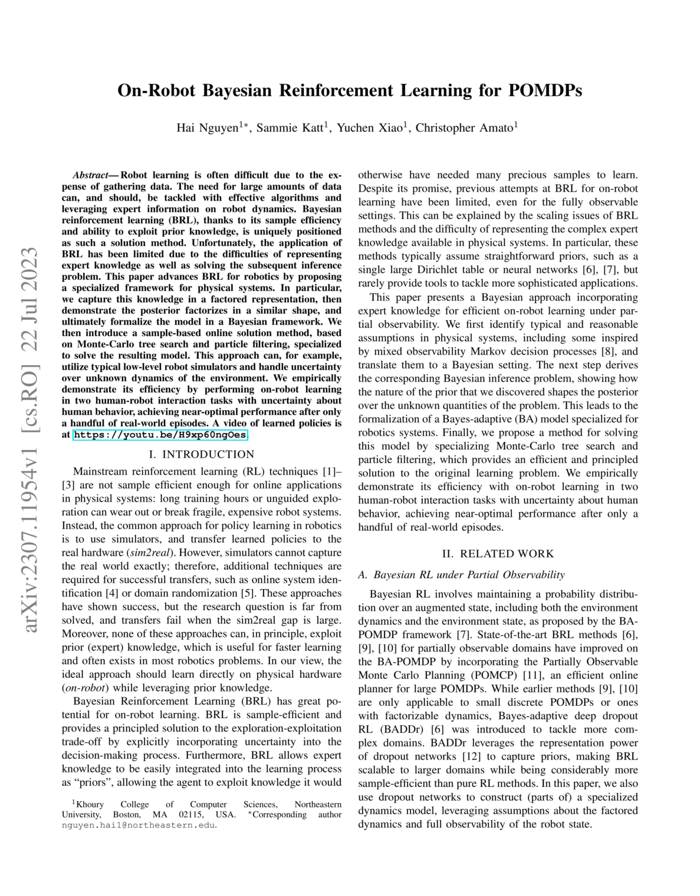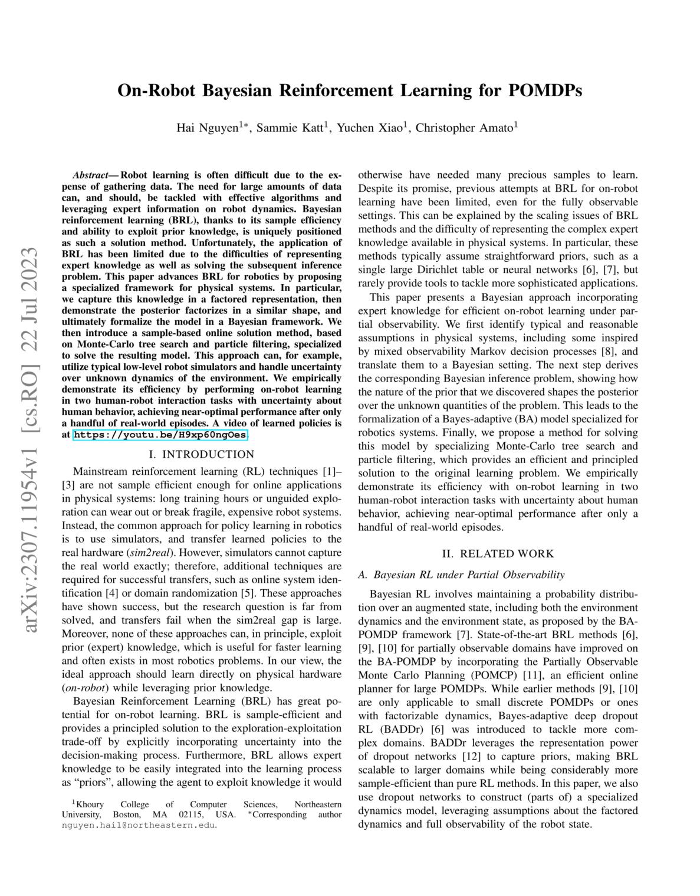2. Related work. Bayesian RL under partial observability involves maintaining a probability distribution over an augmented state, including both the environment dynamics and the environment state, as proposed by the BA-POMDP framework. State-of-the-art BRL methods for partially observable domains have improved on the BA-POMDP by incorporating the partially observable Monte-Carlo planning, POMCP, an efficient online planner for large POMDPs.